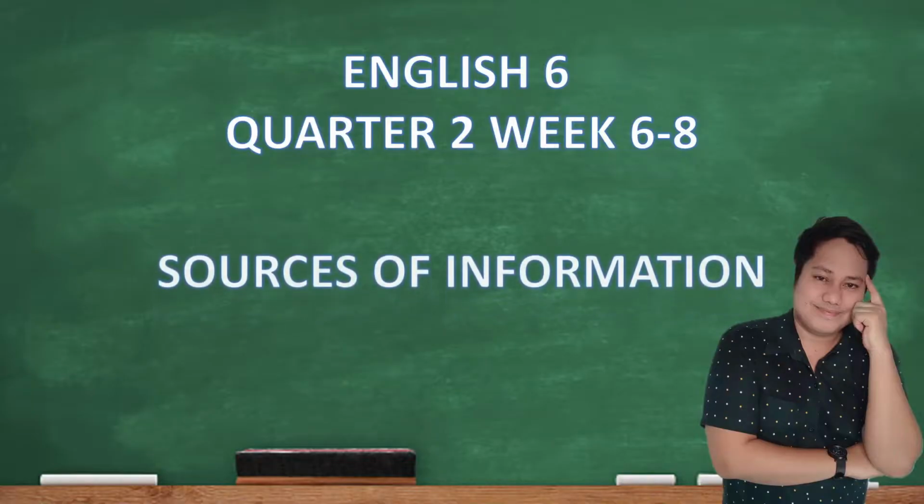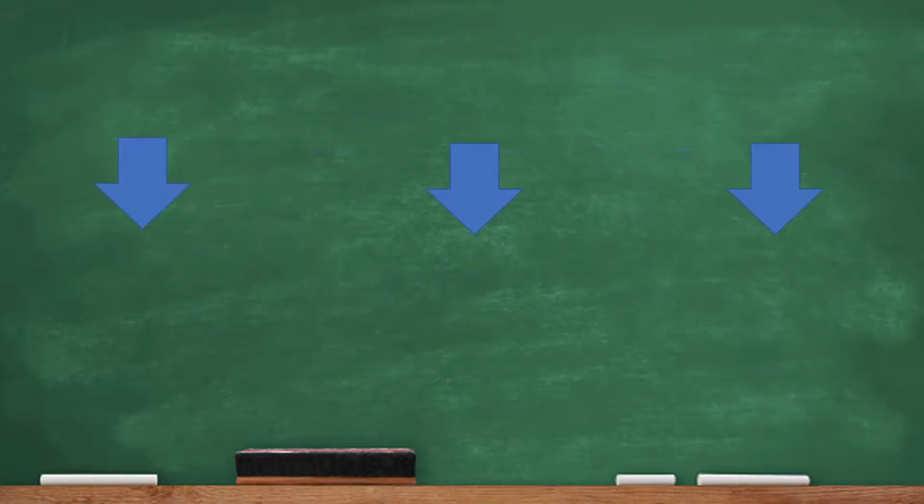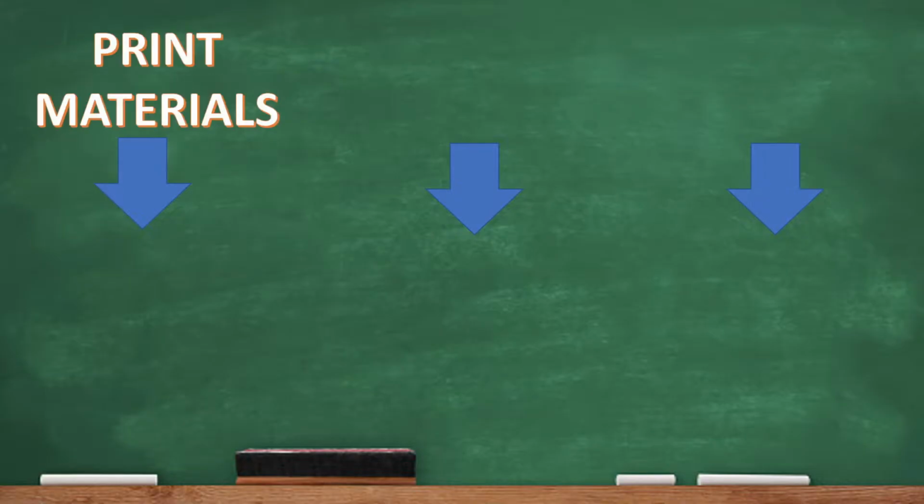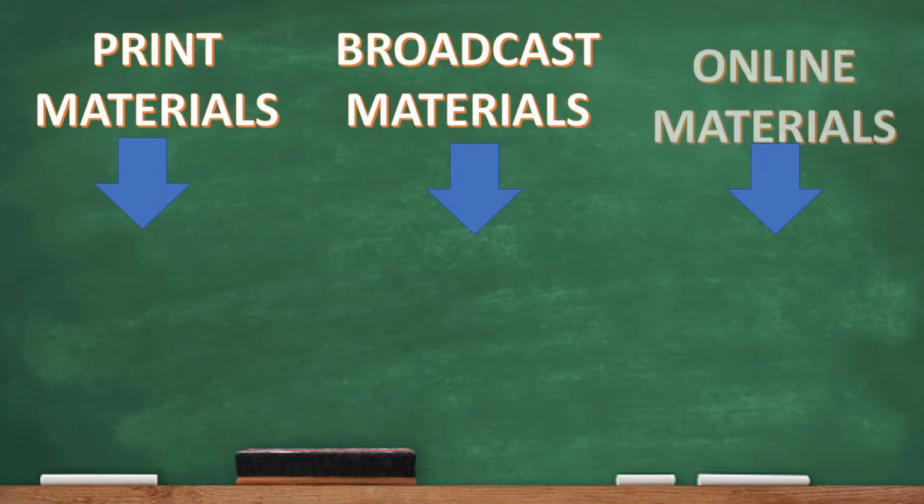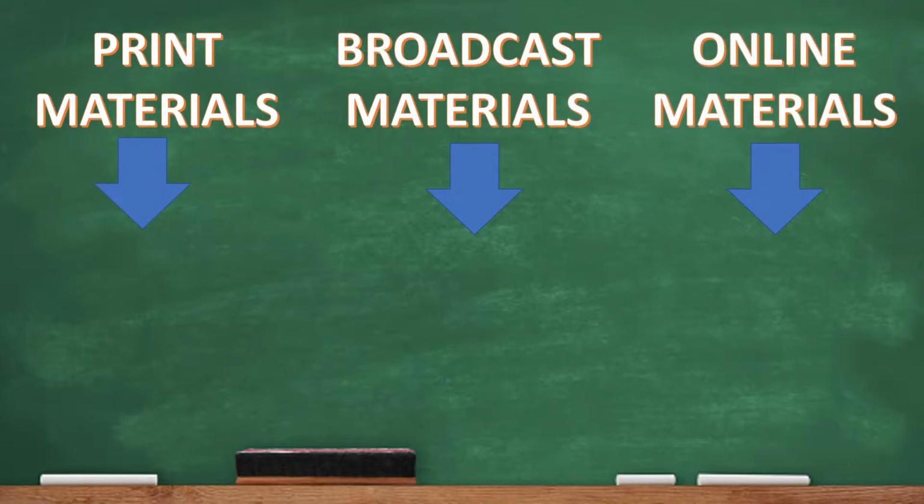Today we will be talking about the English 6 topic for quarter 2, weeks 6 to 8: Sources of information. Today you will know what the types of sources of information are. We have print materials, broadcast materials, and online materials. Today we will learn the differences among these three types of sources of information.